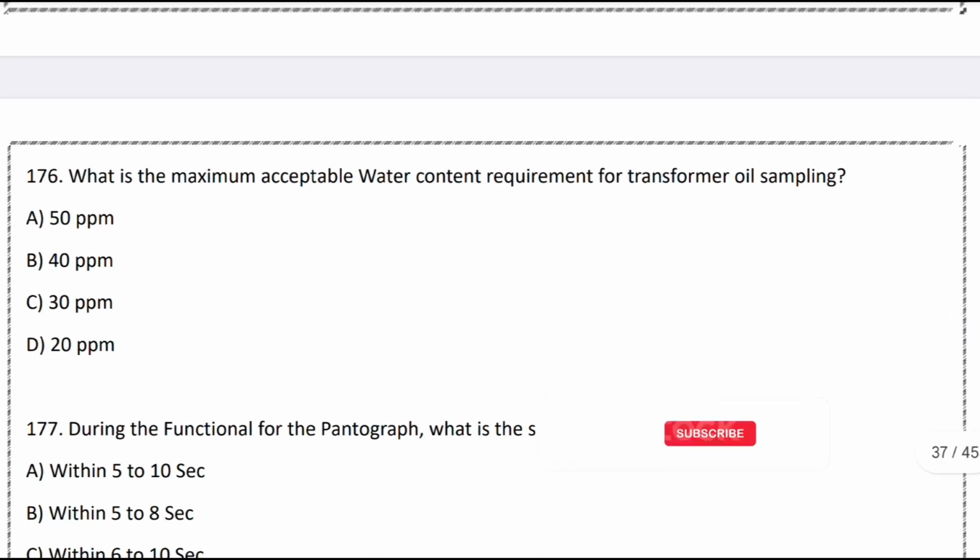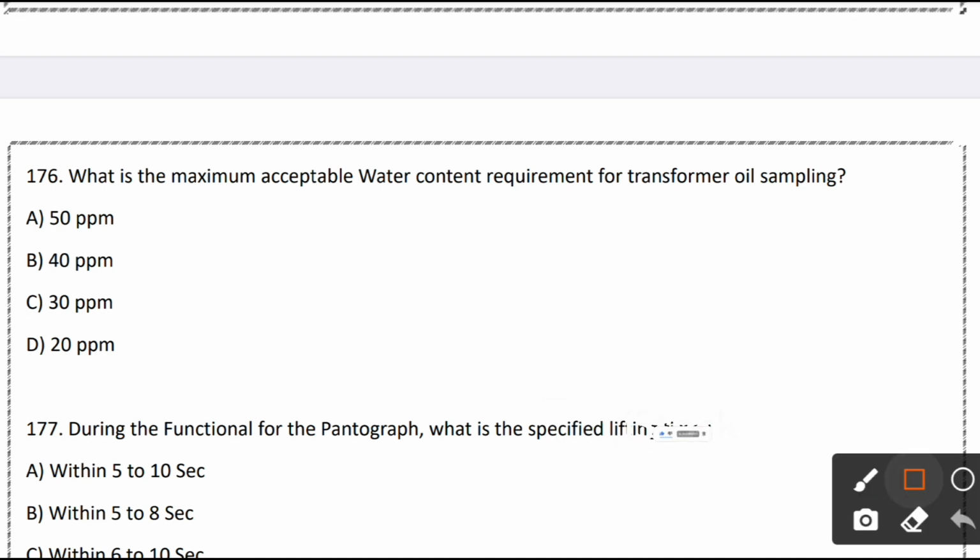176. What is the maximum acceptable water content requirement for transformer oil sampling? A. 50 ppm, B. 40 ppm, C. 30 ppm, D. 20 ppm. The correct answer is C. 30 ppm.